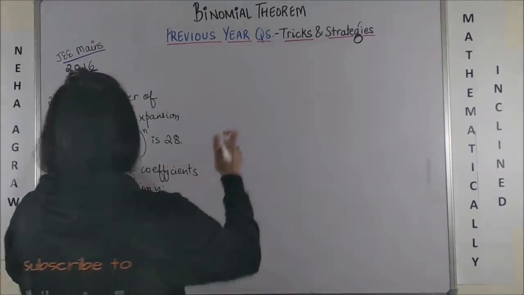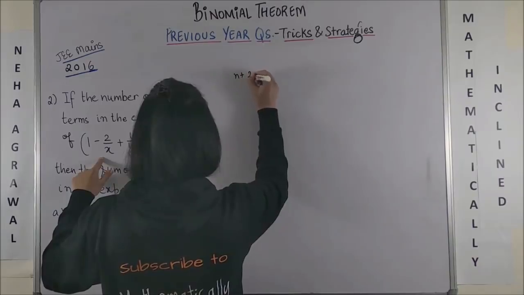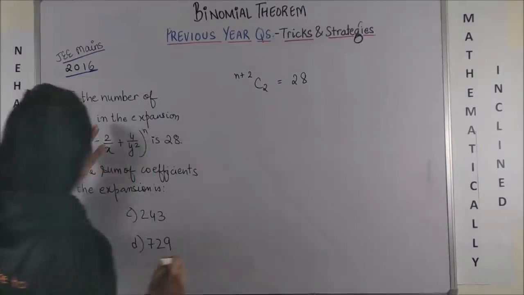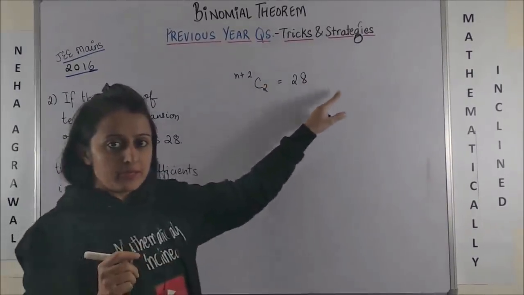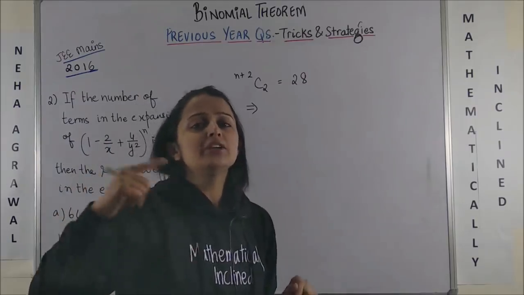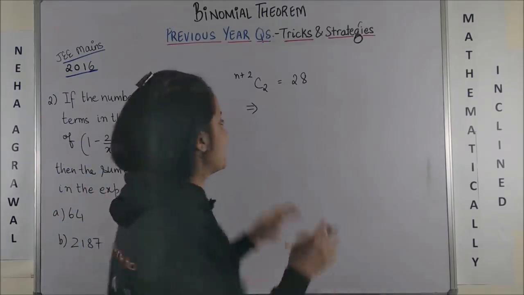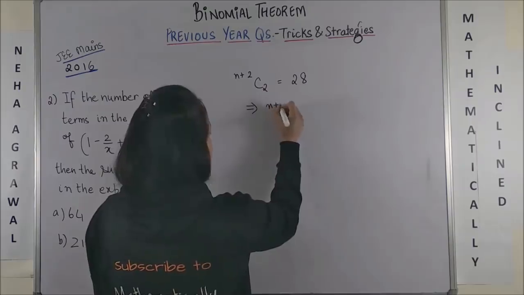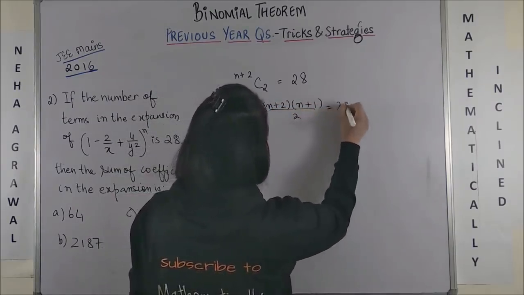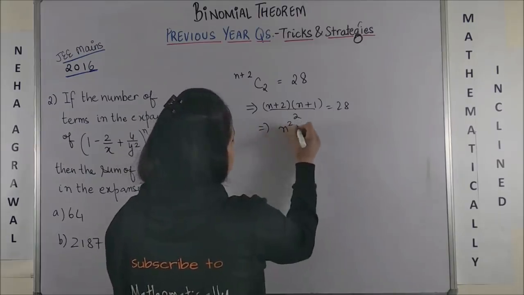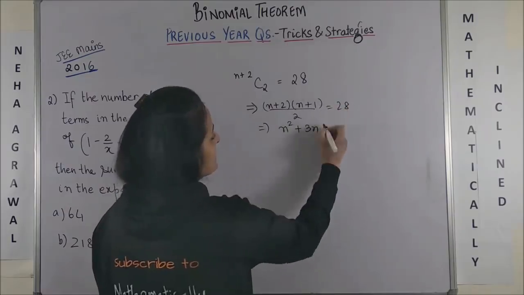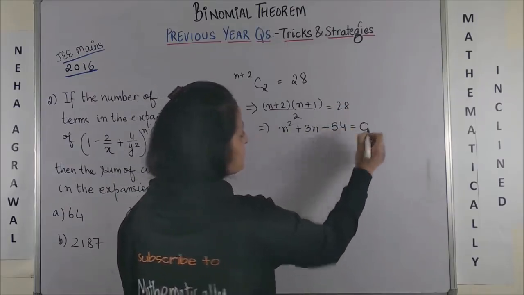So here, this is going to be n plus 2 C2 is equal to 28. Number of terms in the expansion would be this. Few people also call this as multinomial expansion. So now on simplifying, this is n plus 2 into n plus 1 by 2 is 28, which means n square plus 3n, this is plus 2, this will be 56. So minus 54 is equal to 0.